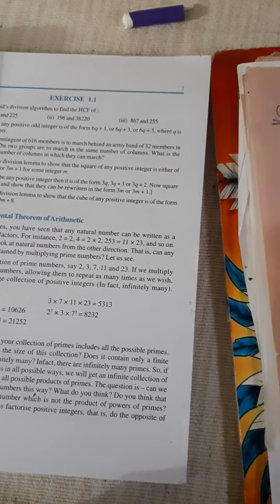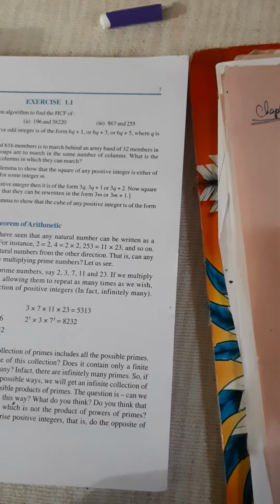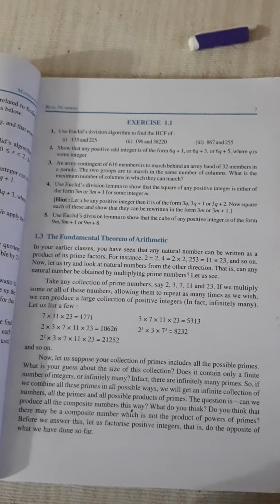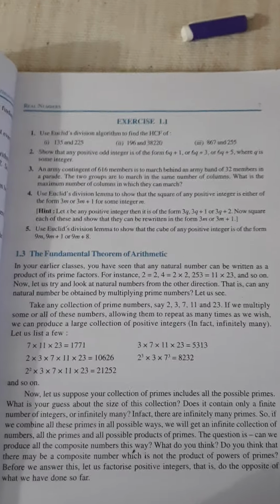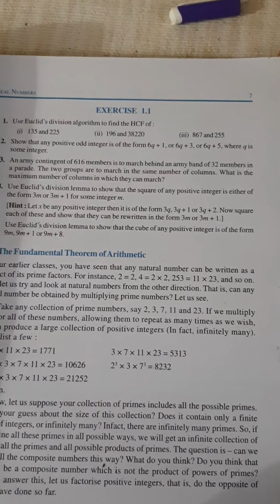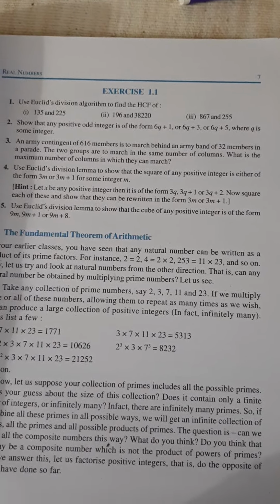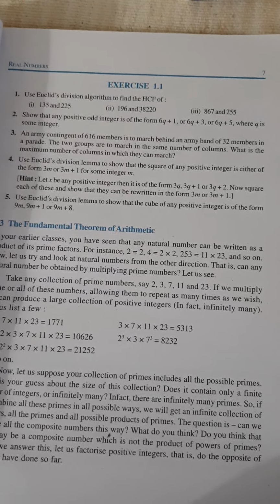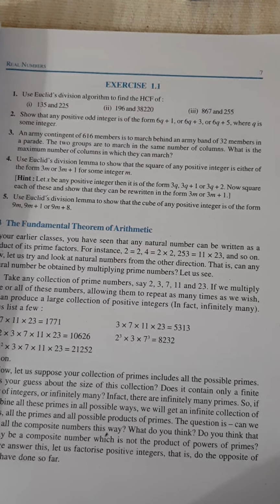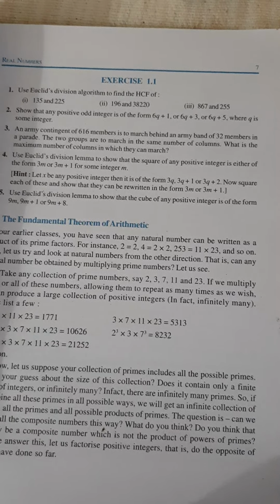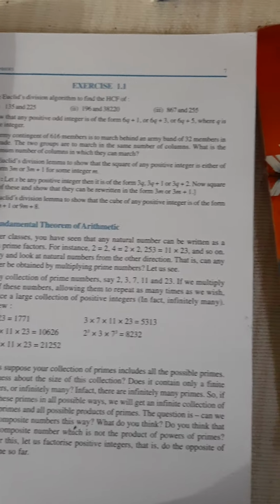From chapter 1, that is real numbers, exercise 1, we have seen the first question. Now let's see the second question. What is our second question? Show that any positive odd integer is of the form 6q plus 1 or 6q plus 3 or 6q plus 5 where q is some integer.